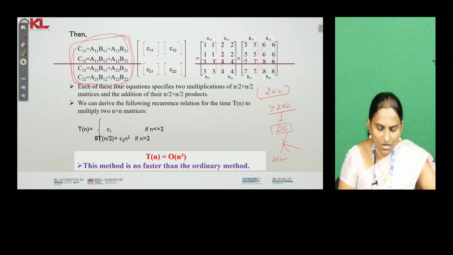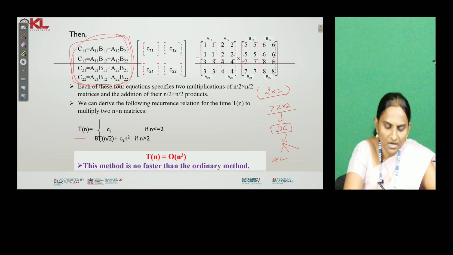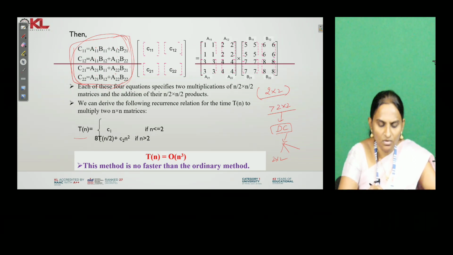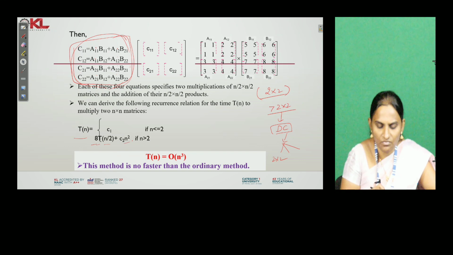So for this also the time complexity is T of n equal to... here, how many multiplication operators are there in these four formulas? Here 1, 2, 3, 4, 5, 6, 7, 8. So there are 8 multiplication operators. So 8 into T of n by 2 plus C2 of n square, if n is greater than 2. If n is less than or equal to 2, then constant time complexity.